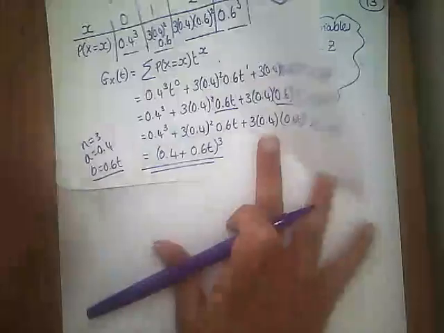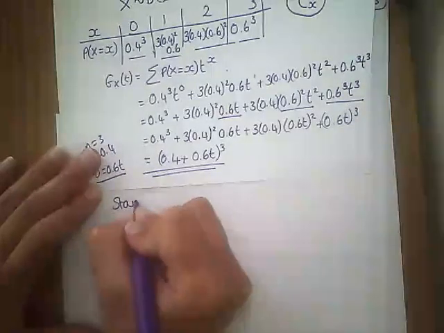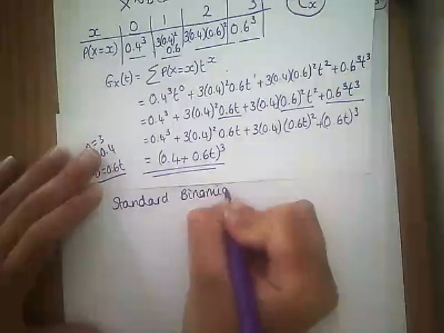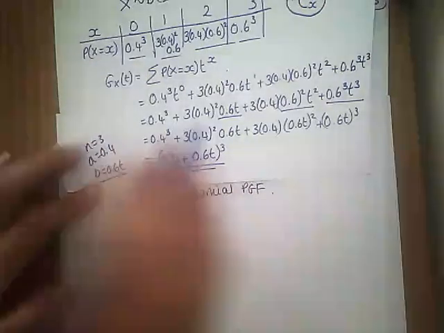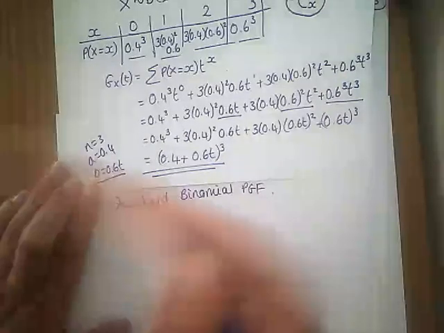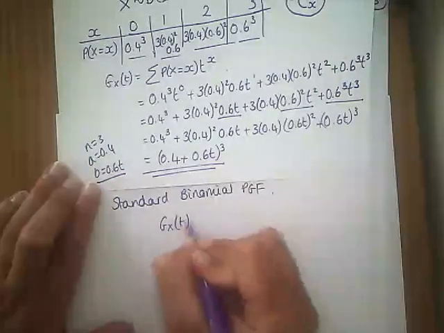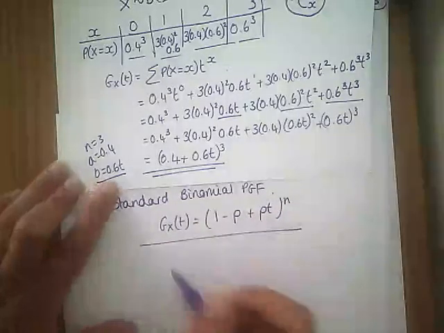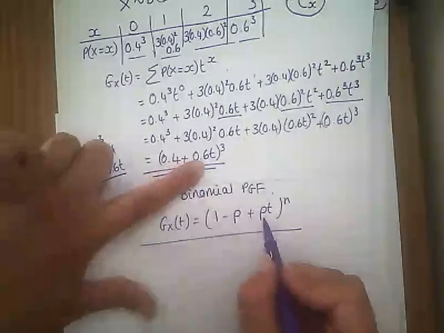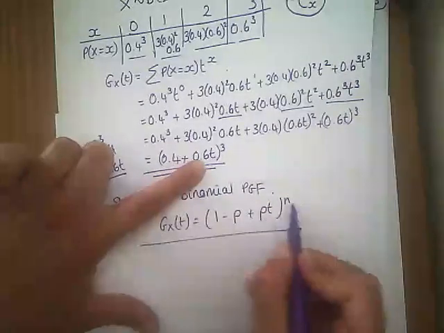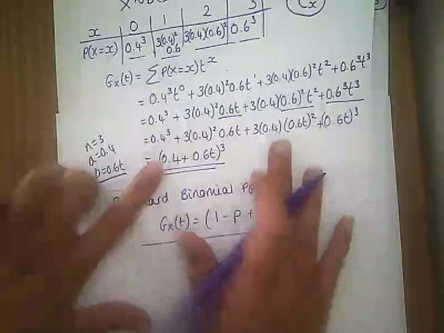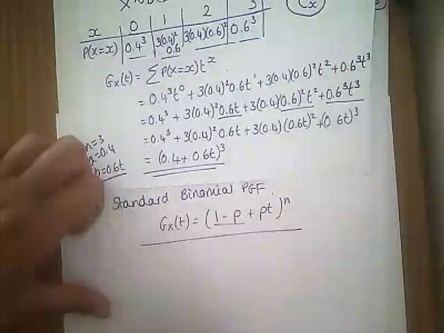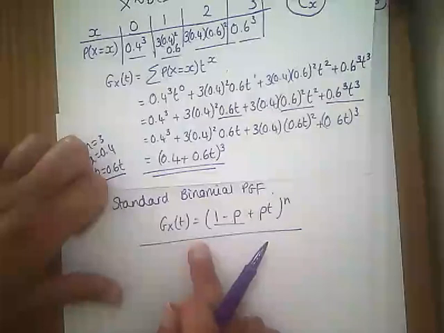So our standard binomial PGF is G_X(t) equals (1 minus p plus pt) to the power of n. Okay, well, here our p was 0.6, so there's our 0.6t, our n was 3, so that marries up, and our 1 minus p is 1 take away 0.6, which is 0.4. Okay, and so that is the standard way to do it.